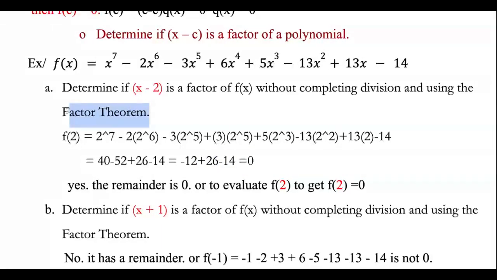So the factor theorem says if x minus 2 is a factor, then f of 2 is 0, indeed. If it's not a factor, we will get a non-zero remainder. If it's a factor, the remainder is 0. So that's how we determine if a given one is a factor or not.